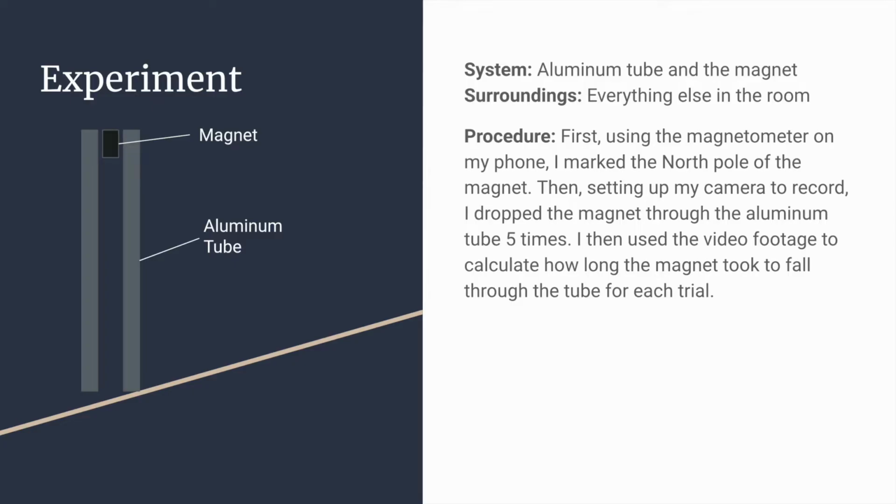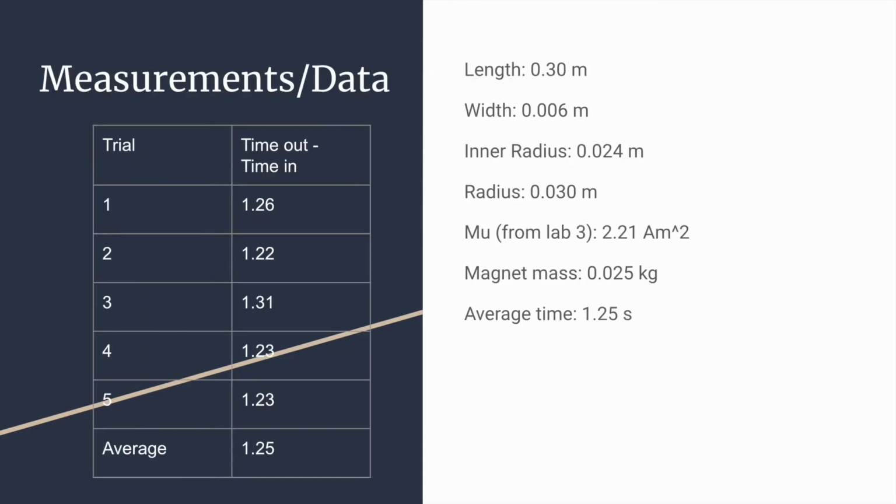For the procedure, first, using the magnetometer on my phone, I marked the north pole of the magnet. Then, setting up my camera to record, I dropped the magnet through the aluminum tube 5 times. I then used the video footage to calculate how long the magnet took to fall through the tube for each trial, and took the average of each trial in order to come up with my final time. Here are my measurements and data. All of the important measurements for the tube and for the magnet are shown to the right, and the times for each trial are shown in the table on the left, with the average being calculated at the bottom.